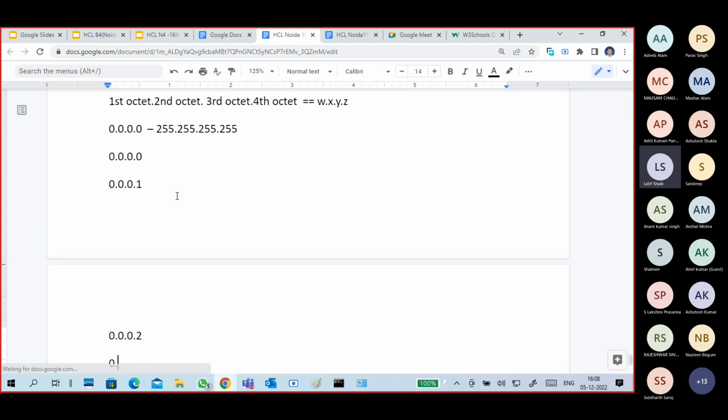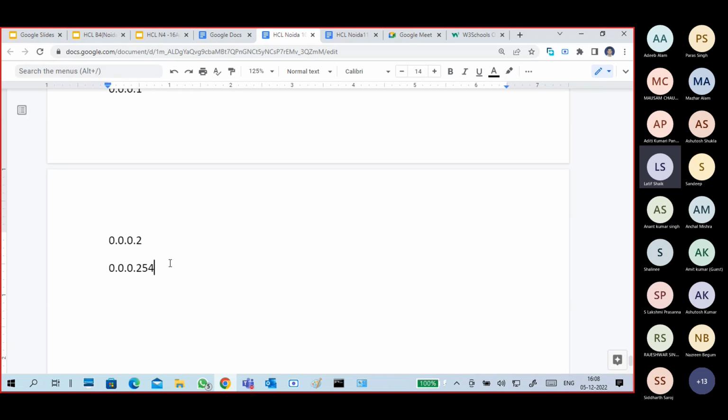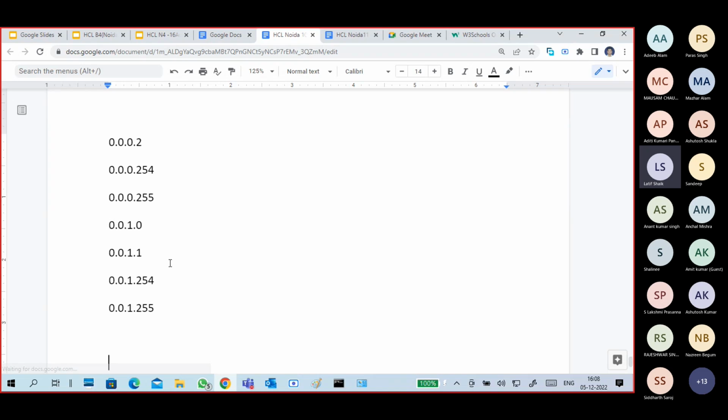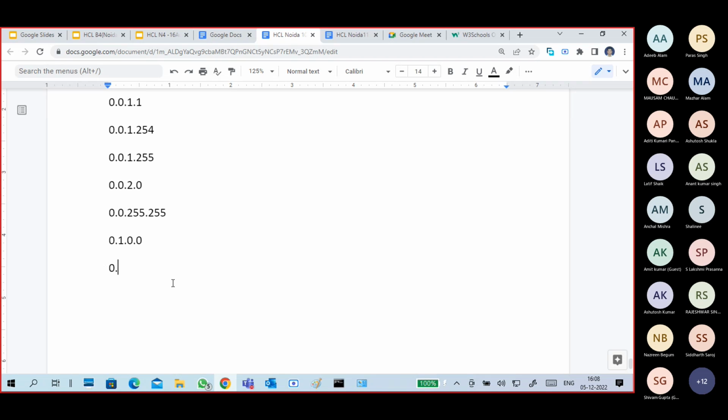0.0.0.2, 0.0.0.3, 4, 5, up to 254, and the last is 255. Once that is completed, guys, 0.0.1.0 will happen, and it continues. 0.0.1.1, 0.0.1.2, 3, 4, like that up to 254, and again 0.0.1.255. It keeps going on. What is the next one? 0.0.2.0. Like that, up to 0.0.255.255. What is the next one? 0.1.0.0. It continues: 0.1.0.1, 0.1.0.2. It keeps going like this.